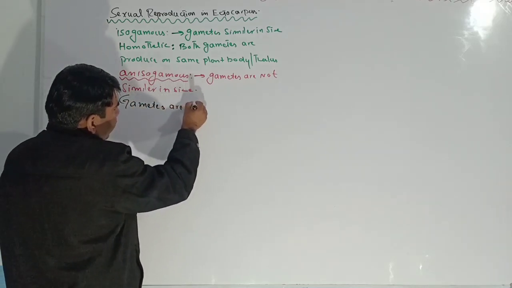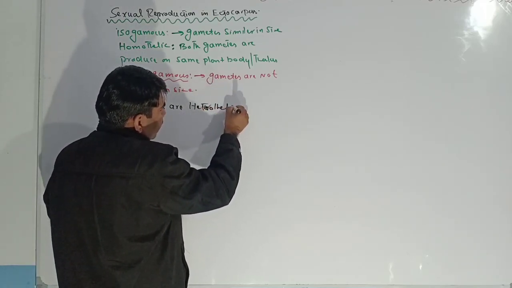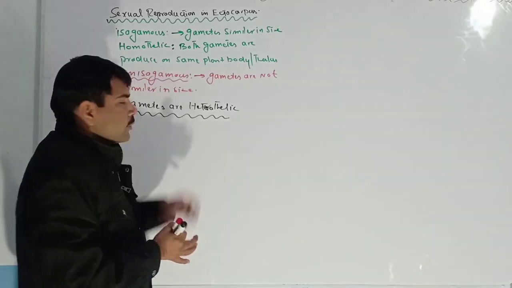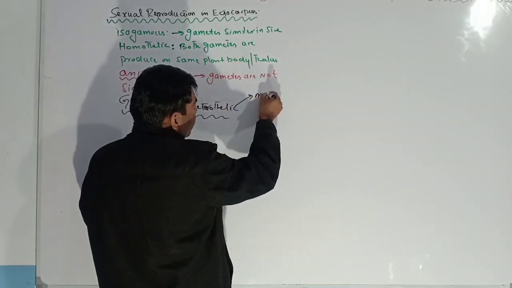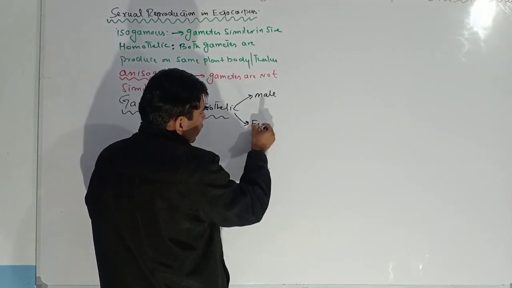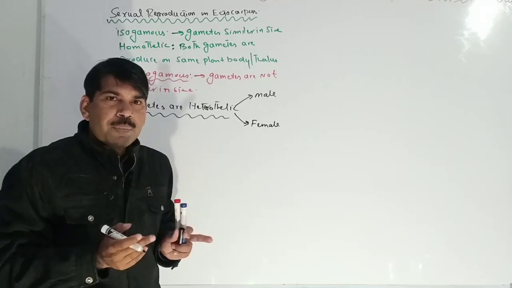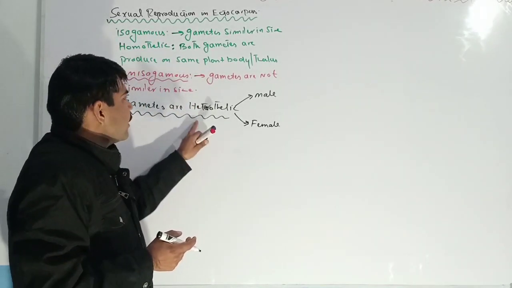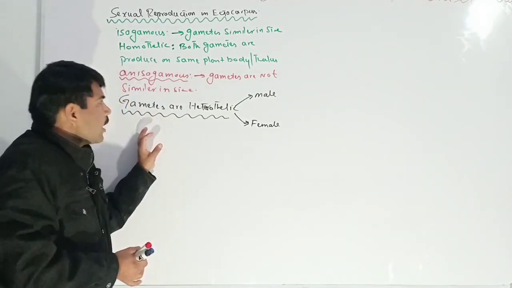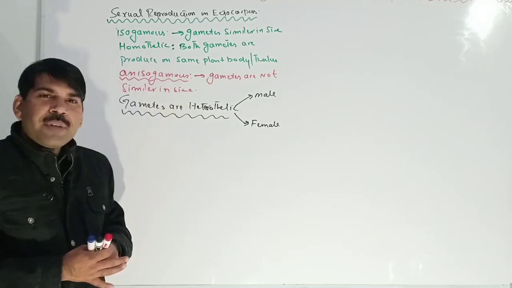Heterothallic means the gametes are produced on different plant bodies. It means male gametes are produced on one plant body and female gametes are produced on another plant body. When both gametes are produced on different plant bodies, such gametes are known as heterothallic. When the gametes are produced on the same plant body, they are known as homothallic. Now we are going to study how these gametes are produced.